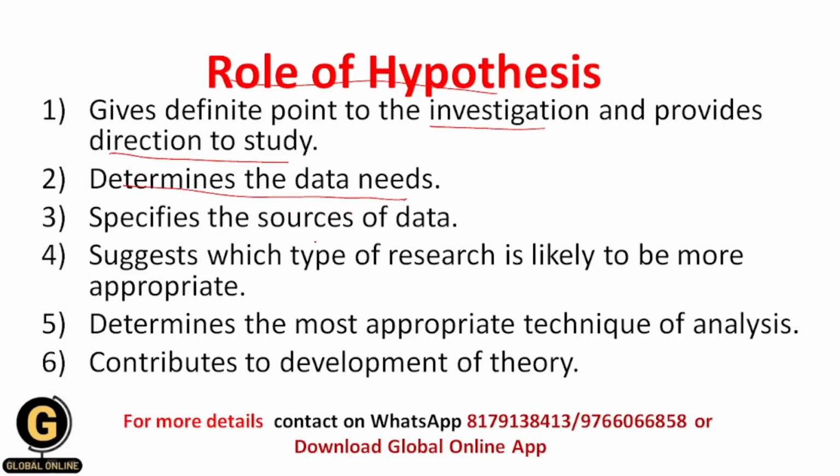It specifies the sources of data. Next, it suggests which type of research is likely to be more appropriate. Based on the objectives or the approach of the research, it suggests which type of research is likely to be more appropriate. It determines the most appropriate technique of analysis as well. Whenever there is hypothesis testing, based on that hypothesis, it gives us the idea about which analytical technique we can use to interpret the data that is available.